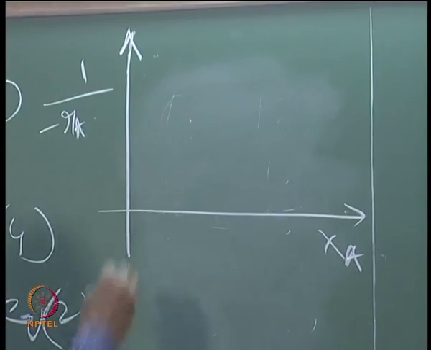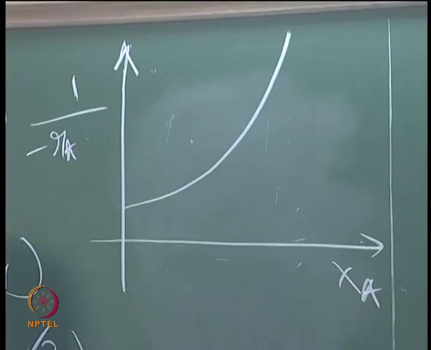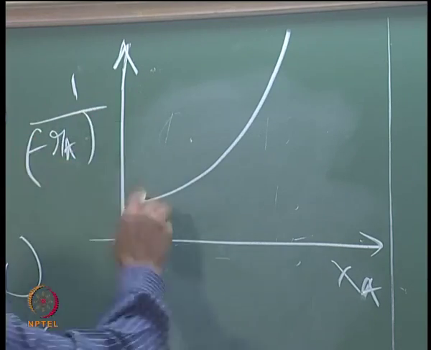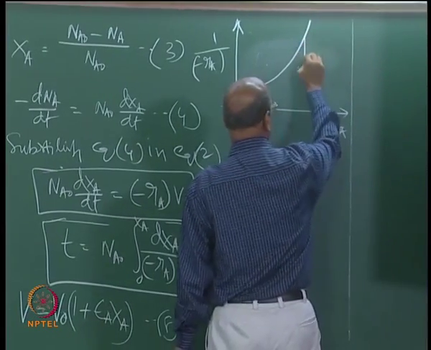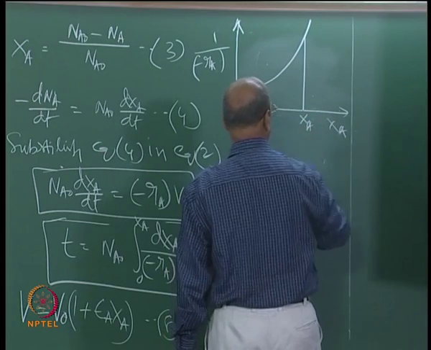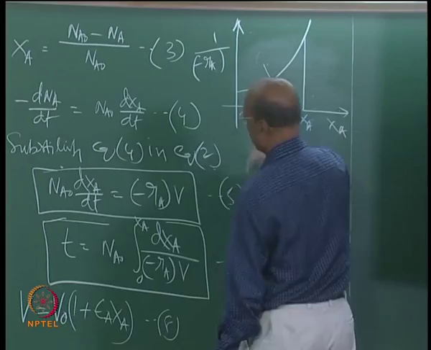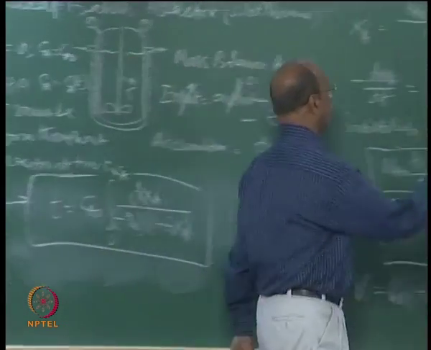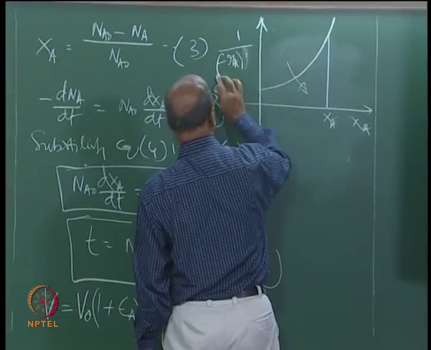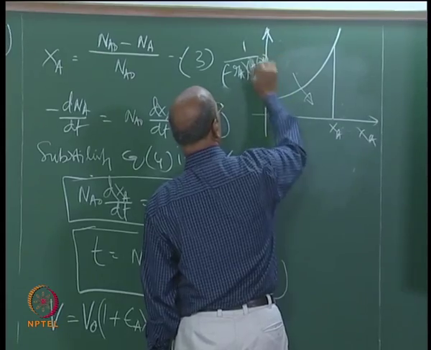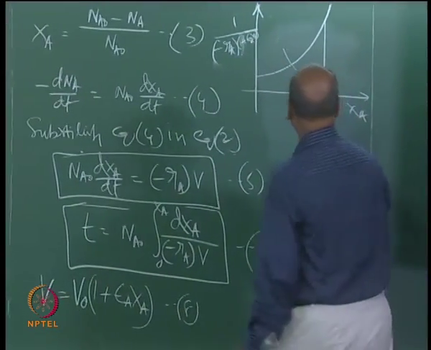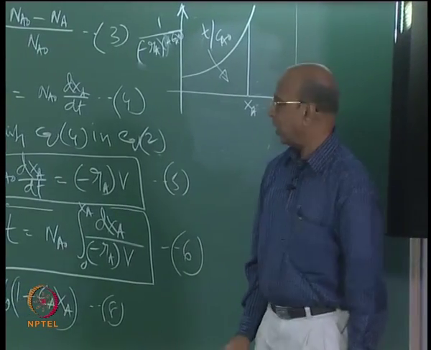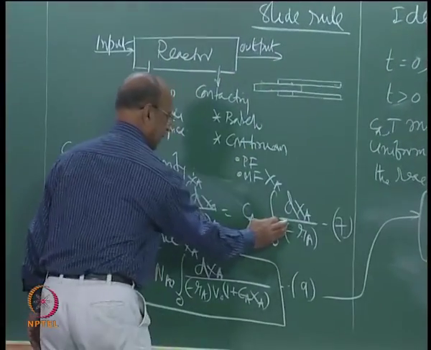So, what you get here is this kind of thing. When you plot x A versus 1 by minus r A, you get a curve like this. You take it till whatever conversion x A you want, and this area under the curve gives T by C A naught. In this case, I should also add 1 plus epsilon A x A; that entire thing I am plotting. So, this will give me directly T by C A naught.